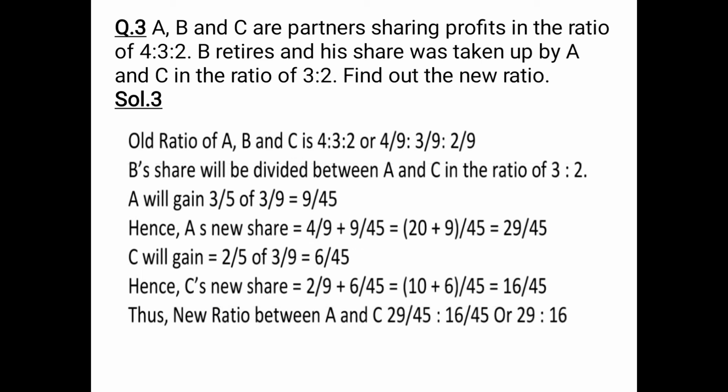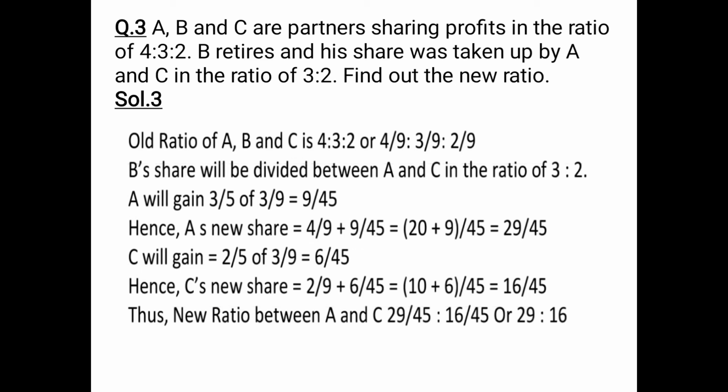So hence his gaining share will be 6 by 45. Hence C's new share will be his old share, that is 2 by 9, plus his gaining share, that is 6 by 45. So again the LCM of 9 and 45 will be 45. After adjusting the LCM to the numerators, we will get 10 plus 6 upon 45. Hence the new share of C will be 16 by 45.